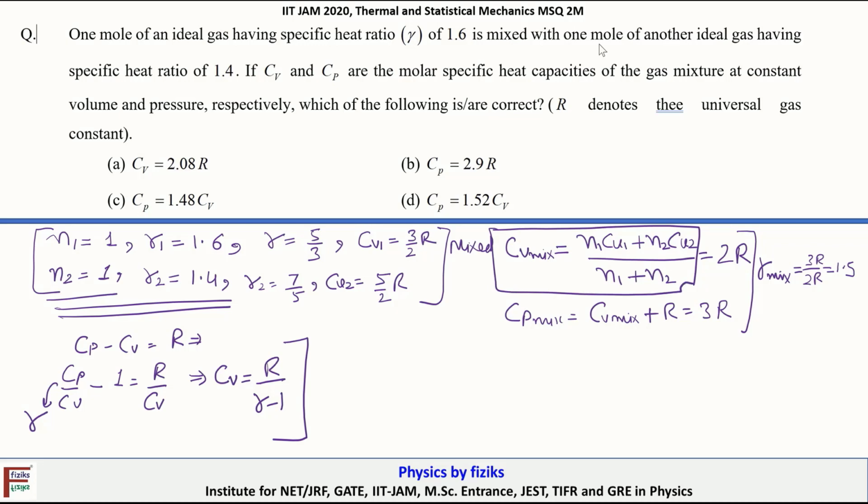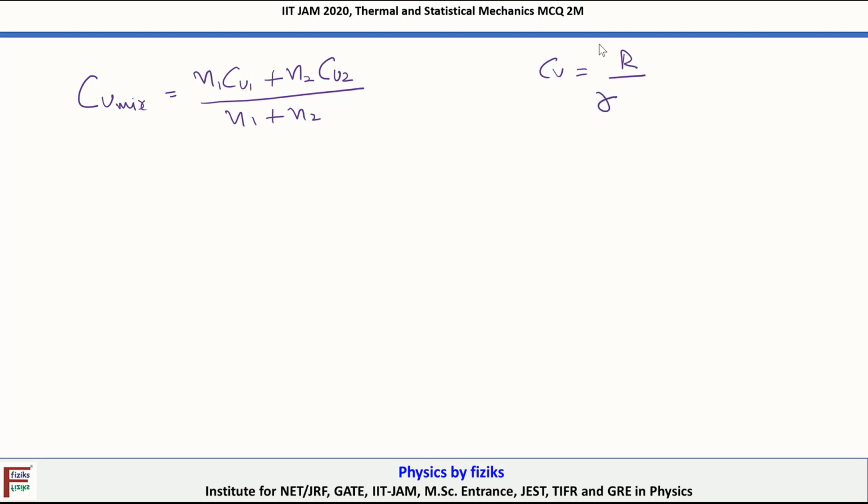Okay, so let me go to the next page. Cv mix is N1 Cv1 plus N2 Cv2 upon N1 plus N2. Here, because Cv is equal to R upon gamma minus 1, when we replace, Cv1 will be R upon gamma 1 minus 1, and Cv2 will be R upon gamma 2 minus 1. When we do that, at the end R will come outside.